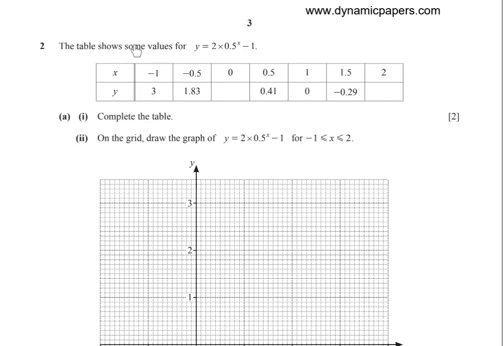Number 2, the table shows some values for y equals 2 times 0.5 power x minus 1. Complete the table. To complete the table, substitute: put x equal 0, 0.5 power 0 equals 1, 1 times 2 equals 2, minus 1 equals 1, or you can use a calculator. For x equal 2, now you can use the calculator: 2 times 0.5 power 2 minus 1 equals negative 0.5.